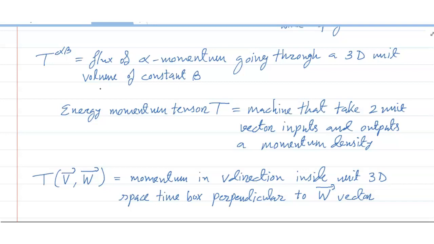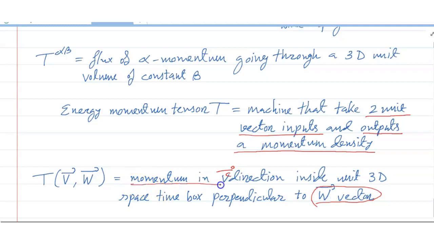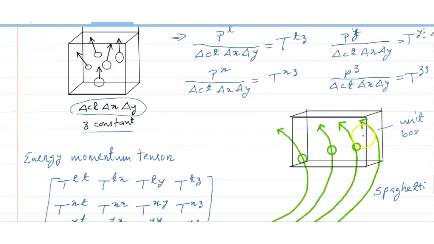The energy momentum tensor T is a machine that takes two vector inputs and outputs the momentum in V direction inside a 3D space-time box perpendicular to W vector. If we see this diagram, this is the V direction and this is the direction perpendicular to W.